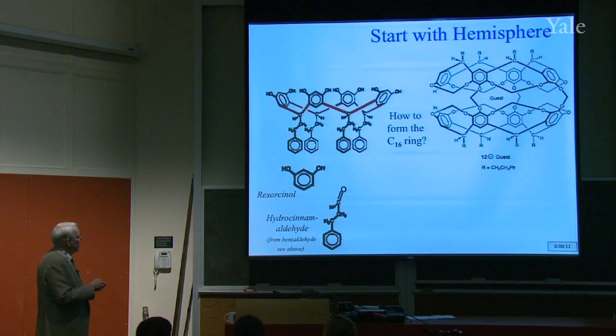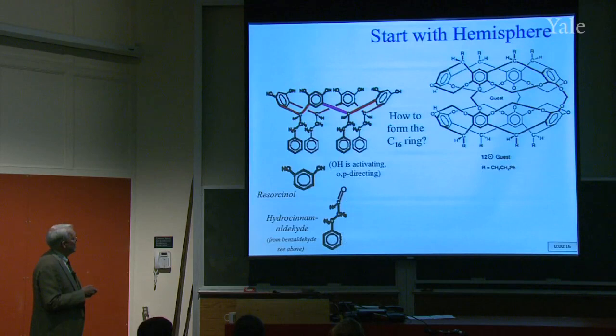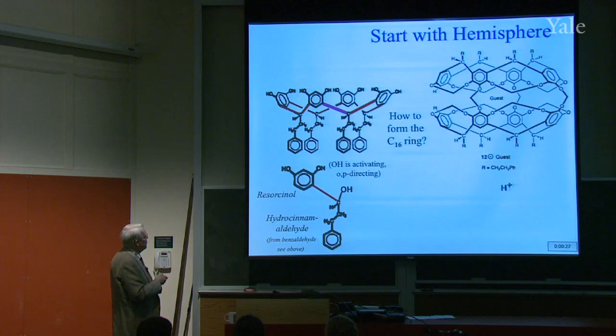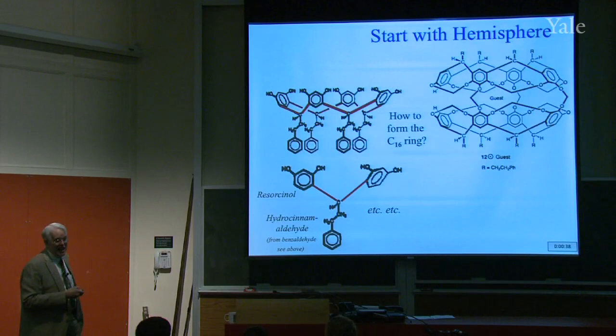And then this is very active for electrophilic substitution. So you protonate that, you have an electrophile, forms a bond, ortho-para, you've got the first bond made. Put that in, dehydrate, you can react it with another one, so you've got another one. Now you just keep doing it to make all those all the way around, but you could imagine lots and lots of different ways of doing it.